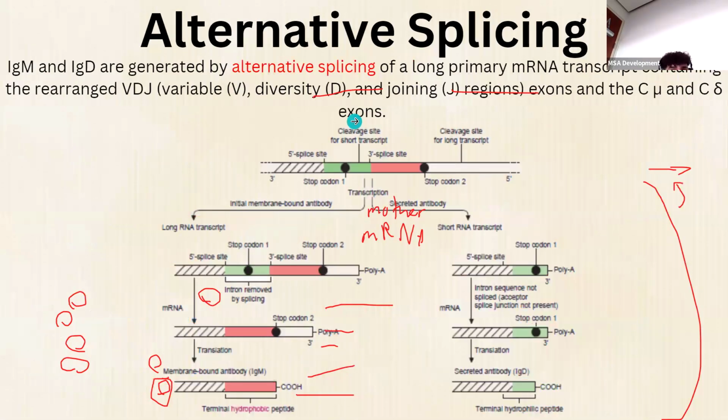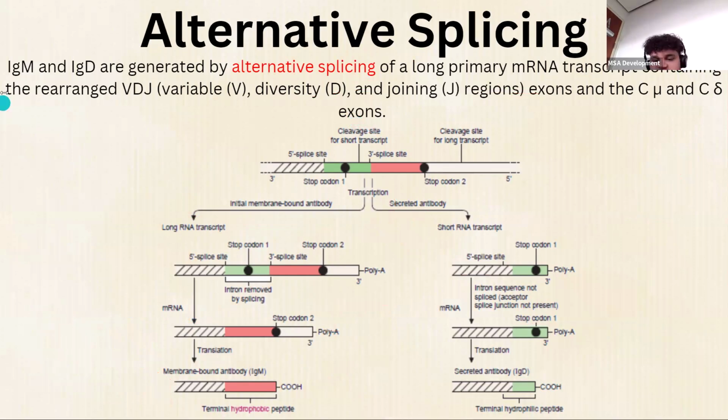Okay, how does that happen? Through alternative splicing. And we just took one example. Now we're going to take the other example. IgM and IgD. You guys took it in foundation in the HLS part. These are antibodies. Okay, how are they generated? By alternative splicing. I'm not going to go into details about this. We just need to get the general idea.